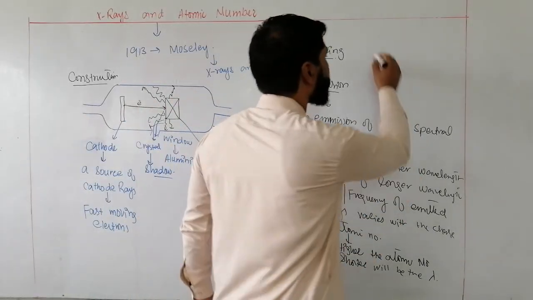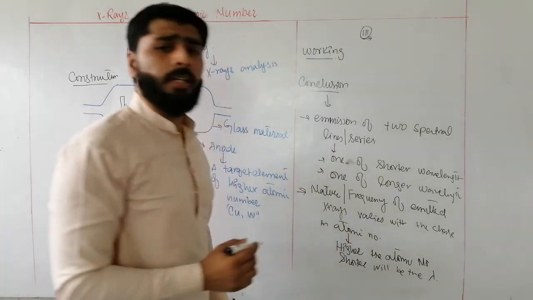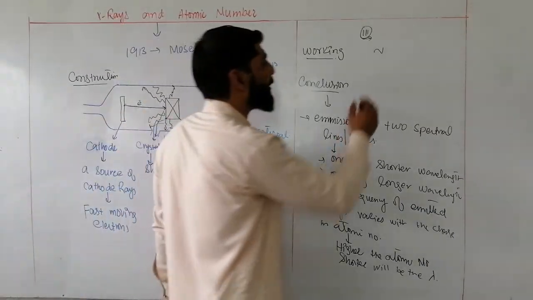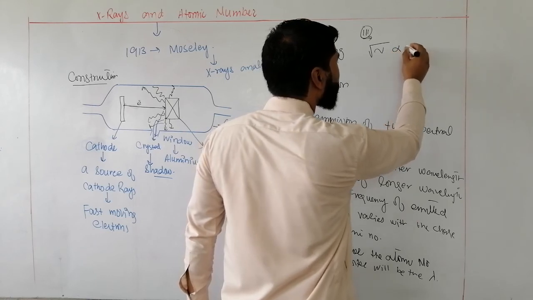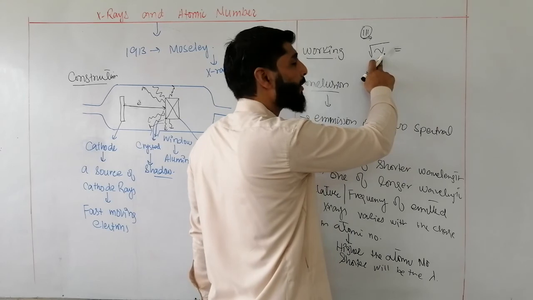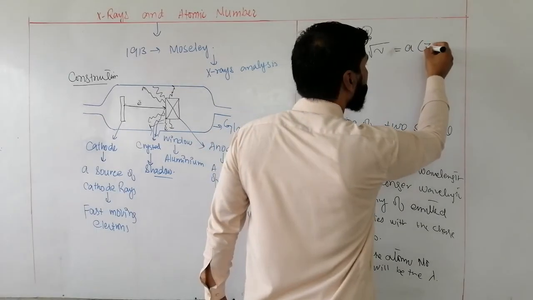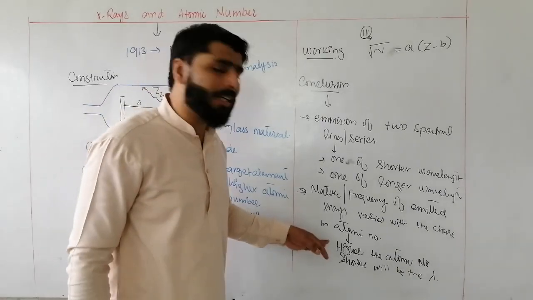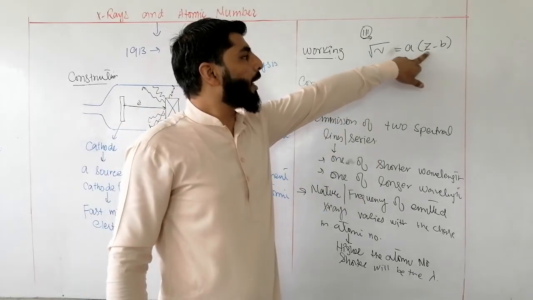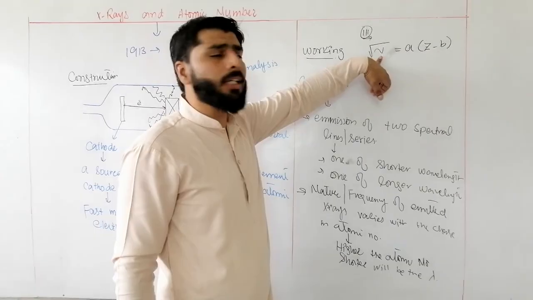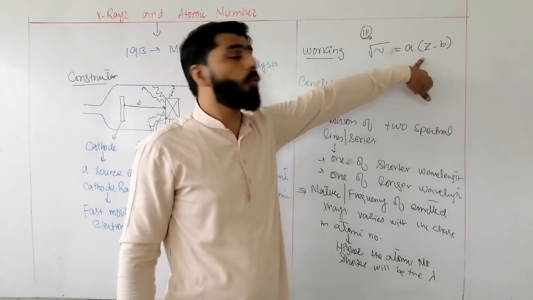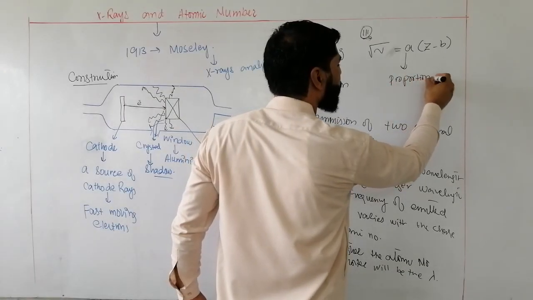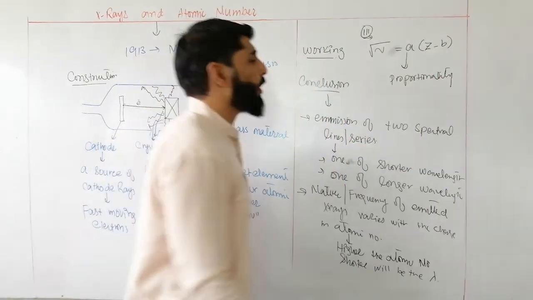And third one is the frequency nu of the emitted X-rays, which is related to the atomic number as square root of frequency is equal to A into Z minus B. The frequency of emitted photons or X-rays is related to the atomic number Z as square root of frequency is equal to A into Z minus B. What is A? A is the proportionality constant.